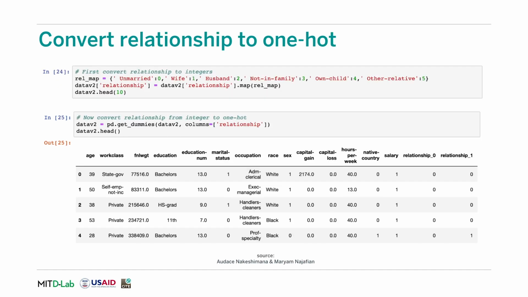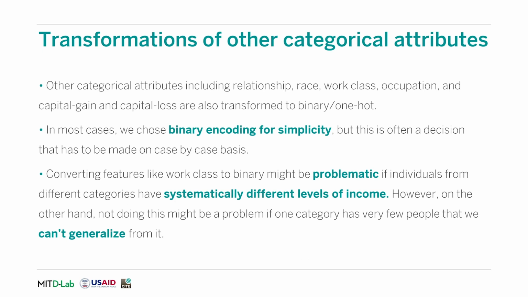There are more than 2 possible values that the relationship attribute can take. Therefore, for this attribute we use one-hot encoding, which is more powerful than binary encoding because it can encode an alphabet of any size. We apply the same transformation from raw representation to binary or one-hot to all other categorical attributes.